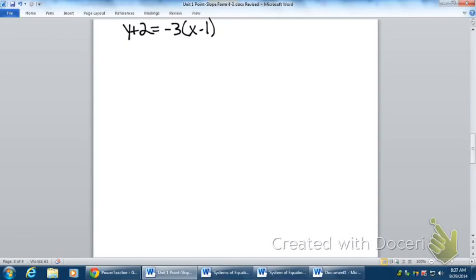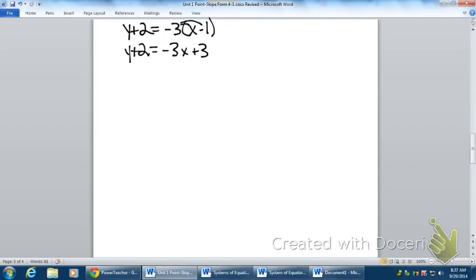So yes, your first step is to distribute. Okay? You can't simplify y plus 2 right now, so just leave it. Go ahead and distribute negative 3 times x. It's going to be a negative 3x. Negative 3 times a negative 1 gives me a positive 3.